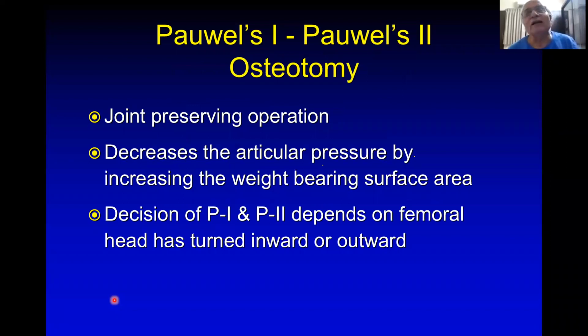So Pauwel 1 is a varus osteotomy. Pauwel 1 to Pauwel 2 osteotomy. They are joint preserving operations. They decrease the articular pressure by increasing the weight bearing surface area. Secondly, the decision between Pauwel 1 and Pauwel 2 will depend on the femoral head, whether it has turned in or out, which I'll explain to you.